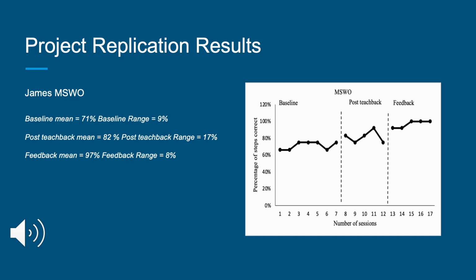You can see that using the teachback and feedback that the graph is increasing. On trial 12, we did have a dip down, but for the most part, the data is consistent and the graph is stable.